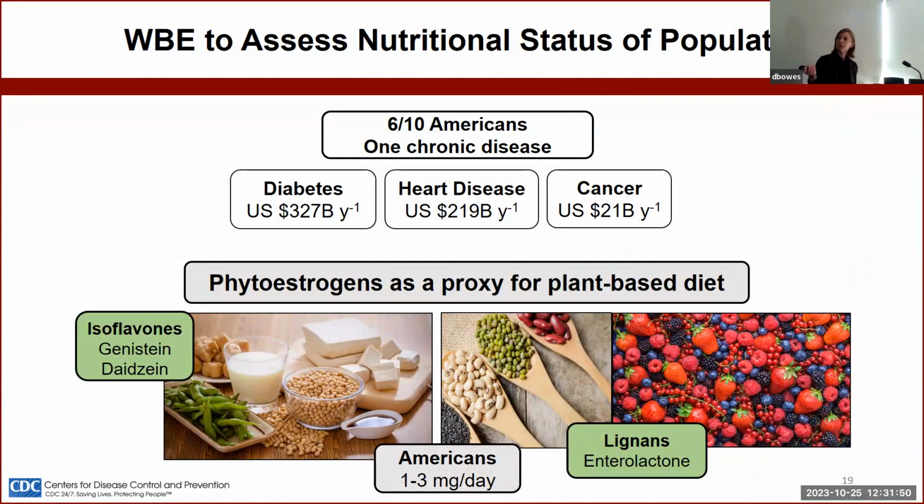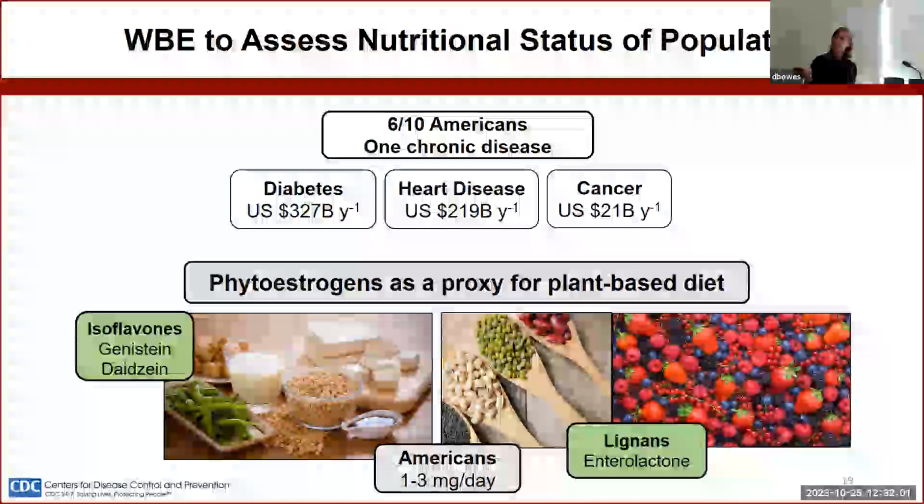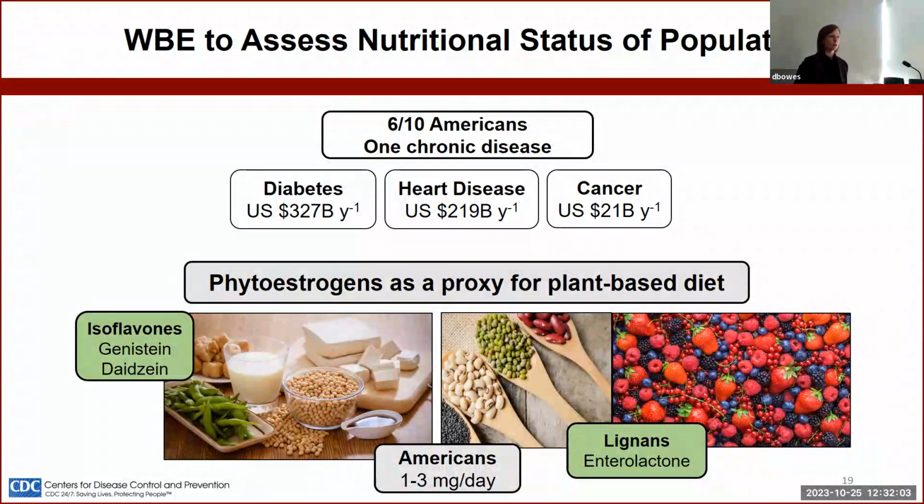I decided to experimentally test out whether or not we'd be able to assess a plant-based diet from wastewater, so getting that community level perspective. So I used phytoestrogens as a proxy for this. Phytoestrogens are plant chemicals. A subclass are isoflavones and also lignans, so 2 subclasses. And then the chemicals genistein and daidzein will reflect our isoflavone consumption.